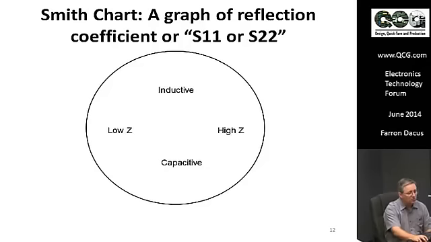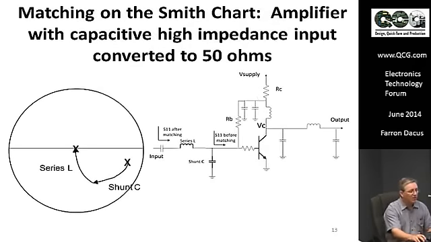Below that center is representing the reflection coefficients that occur when you terminate a 50 ohm line with something capacitive. Above the line, inductive. Left of center, low impedance. Right of center, high impedance. And here's an example of how that is used.